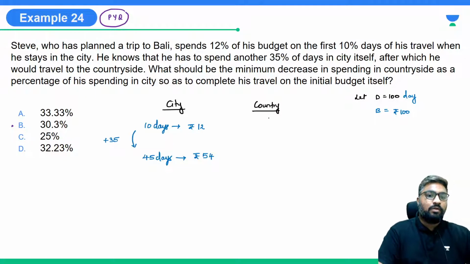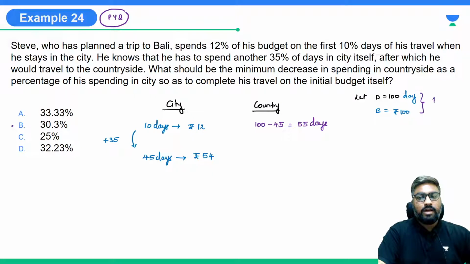Okay. Now, how many days in country will he spend? Out of 100, if 45 days he has spent in city, then in country he will be spending 55 days. Correct? Based on this budget, he should be spending 1 rupee per day. Yes, अपने budget के हिसाब से 1 rupee per day he should be spending so that he could spend all 100 days properly. Yes, but अभी उसके पास कितना remaining है? So 55 rupees was the initial budget. Initial budget was what? 55 rupees.